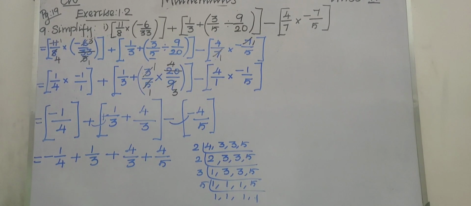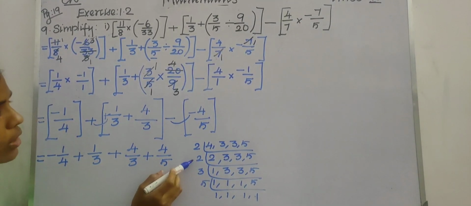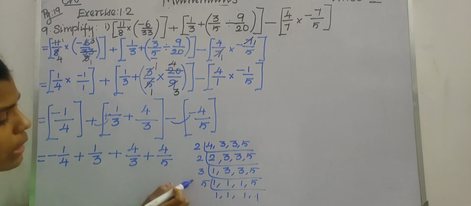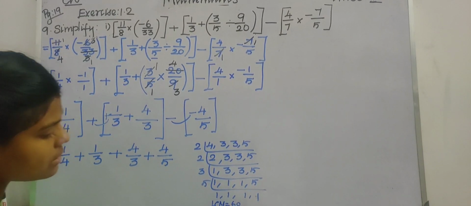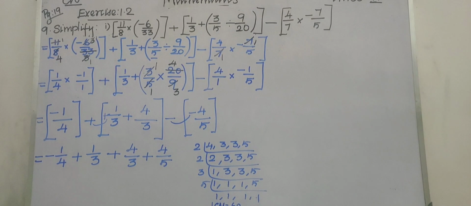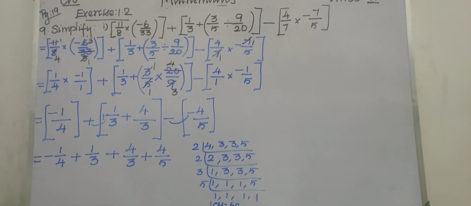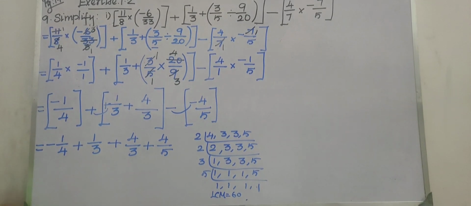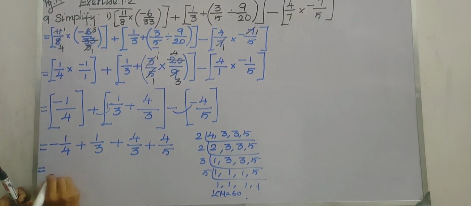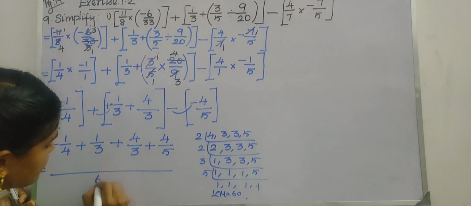So what is the LCM? 2 2s are 4, 3 4s are 12, 12 5s are 60. Okay, so the LCM is 60. Okay children, the LCM is 60. So let us solve the sum. So we got the denominator as 60.